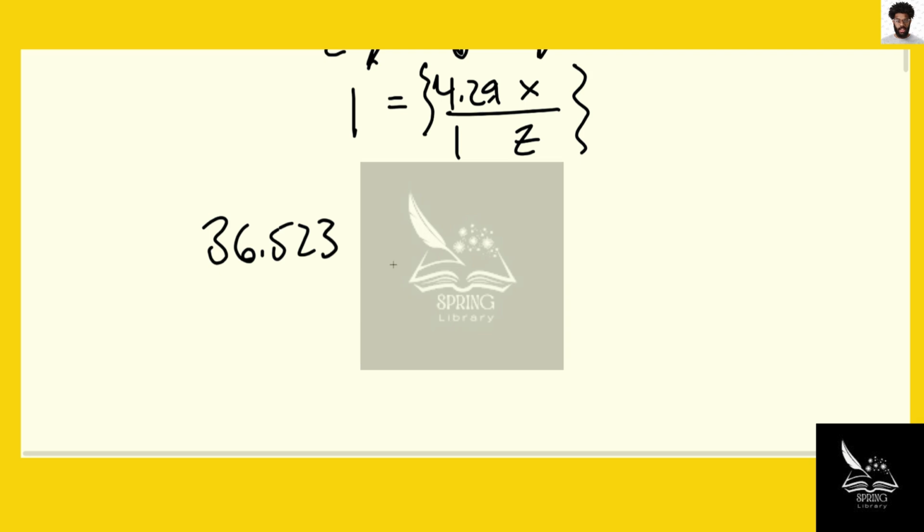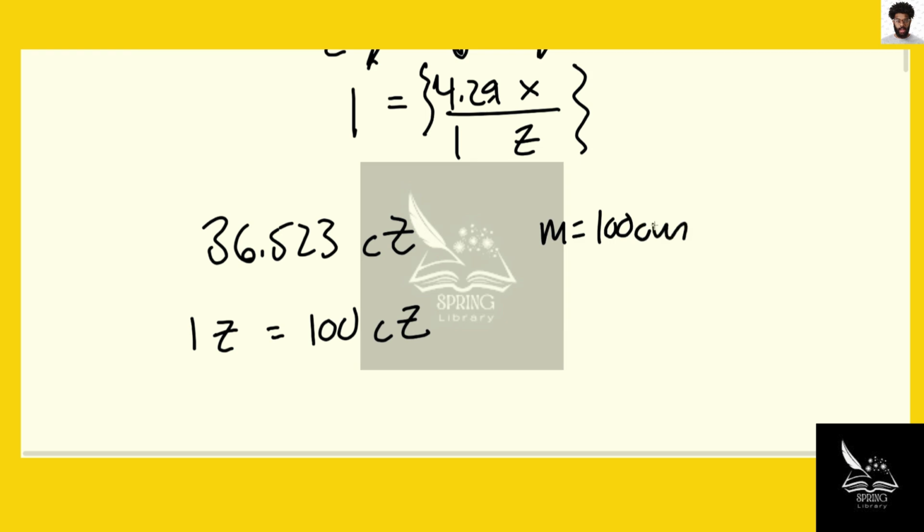Okay, so we've got our factor here, and now we have 36.523 centiletos. So let's call that cZ. And we want to convert it to nicholsons. Right, so the first thing that I'm going to do is get rid of this centi. Right, so 1 leto equals 100 centiletos, right?